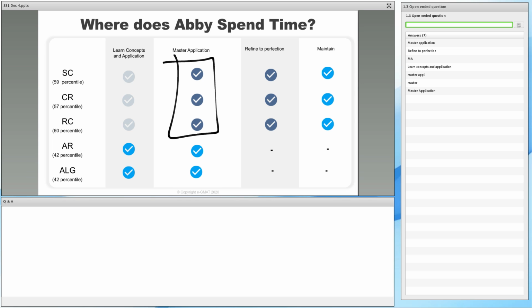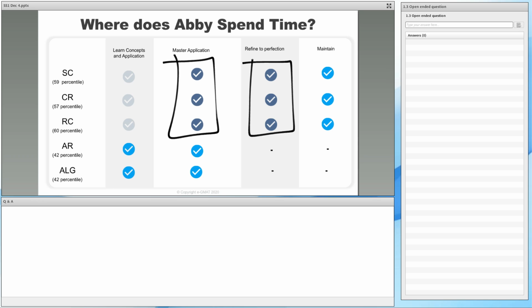She's not going to go back and learn concepts. She couldn't have been at the 60th percentile without knowing the concepts. So she's going to focus primarily on mastering that application and refining to perfection over there. Now, on the quant side, where she's at the 42nd percentile, she needs to learn concepts and application, and then she needs to master application. She doesn't need to refine to perfection or focus on a whole lot of maintenance, because quant is what she'll likely be doing towards the end.